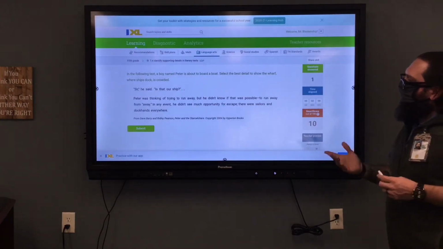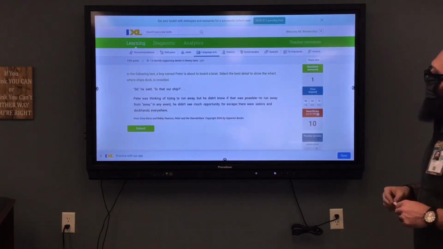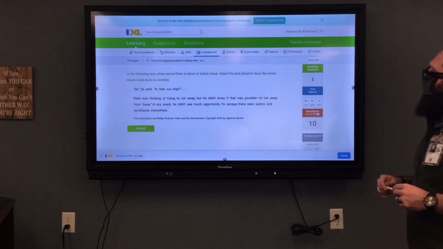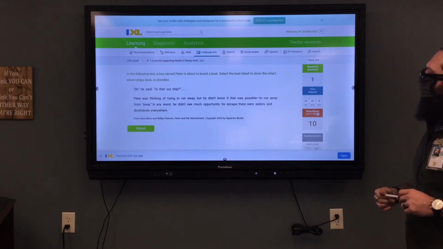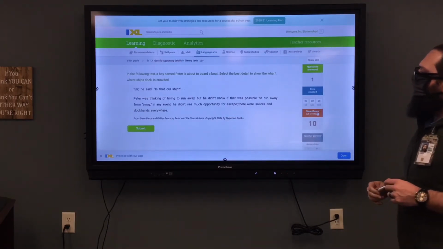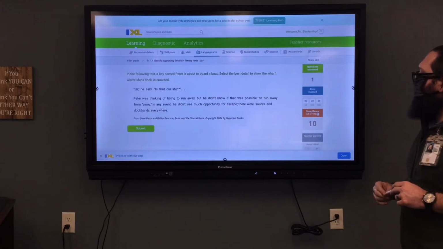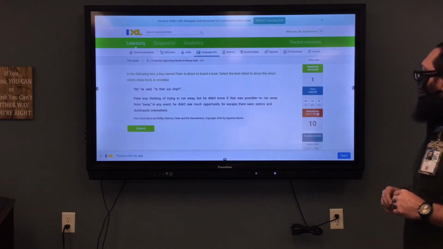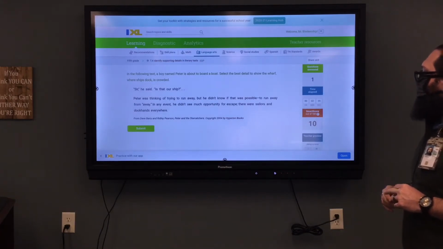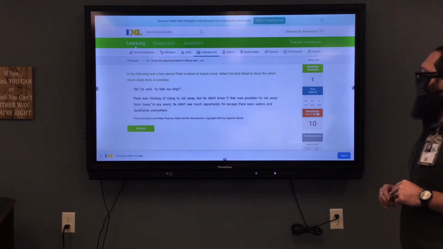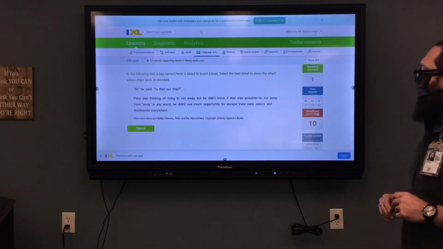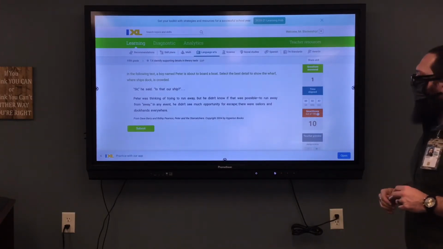All right, let's take a look at another example. In the following text, a boy named Peter is about to board a boat. Select the best detail to show the wharf where the ship docks is crowded. "Sir," he said, "is that our ship?" Peter was thinking of trying to run away, but he didn't know if that was possible. In any event, he didn't see much opportunity for escape. There were sailors and dock hands everywhere.